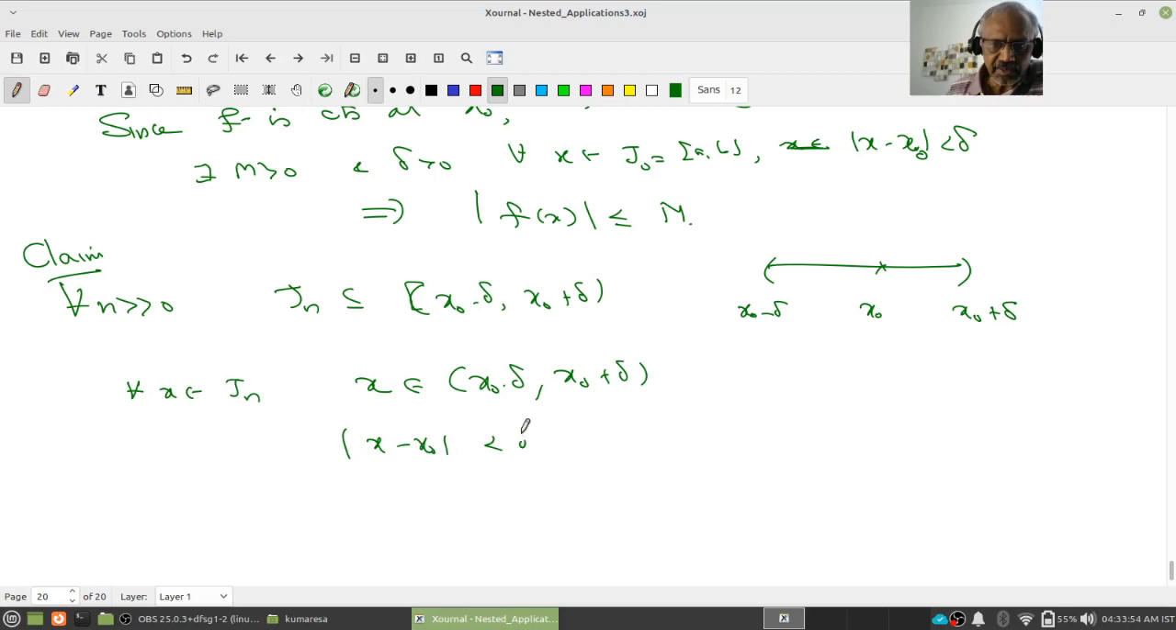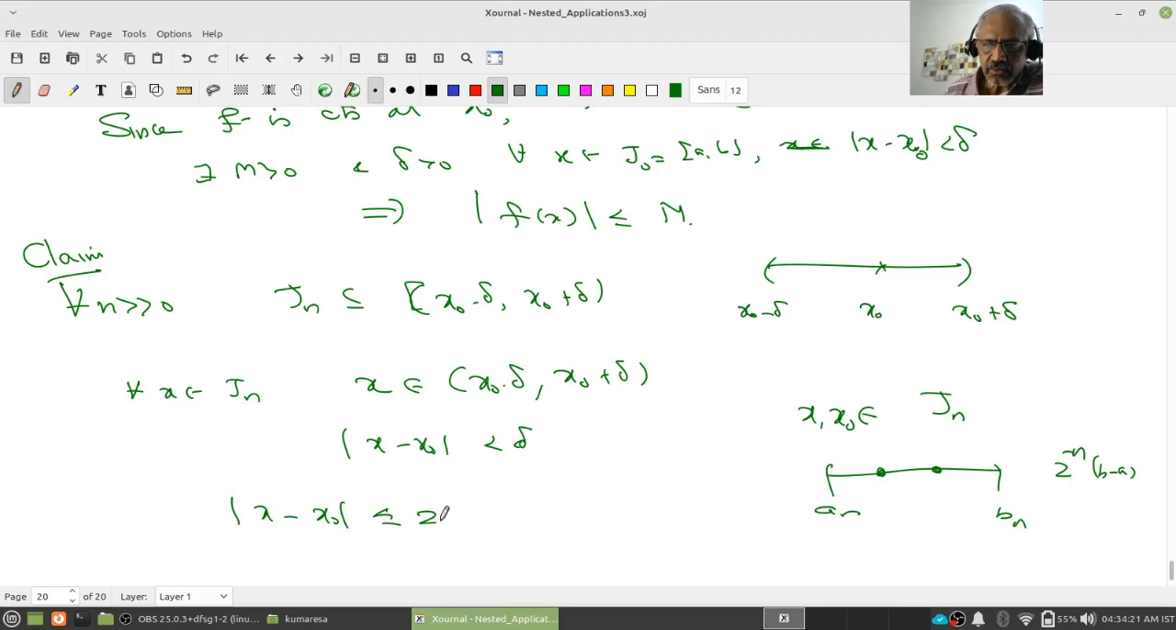But remember, x and x naught, where do they lie? They lie in Jn. What is Jn? That is An Bn. And what is its length? 2 to the power minus n into b minus a, right? My x naught and x may be some two points here. Therefore, the distance between x and x naught will be less than or equal to 2 to the power minus n b minus a. This is the maximum possible distance for any x in Jn and x naught. Do you follow that?